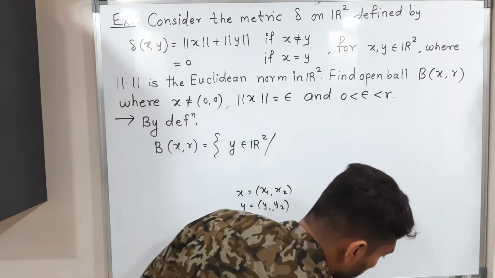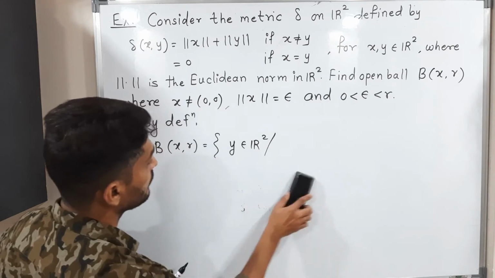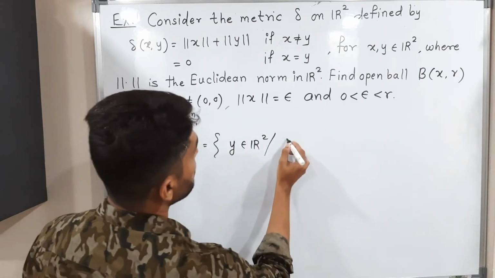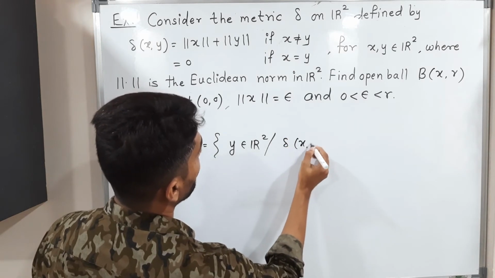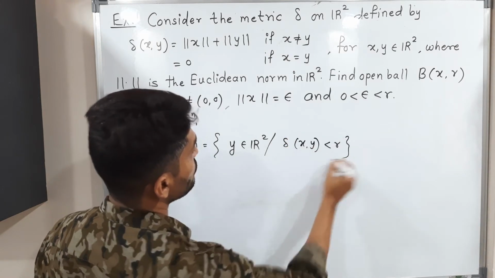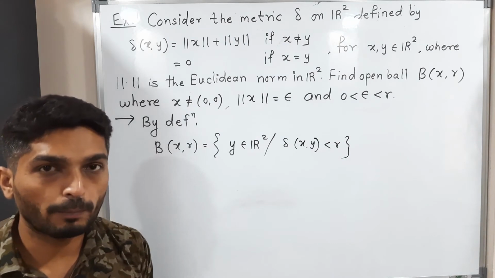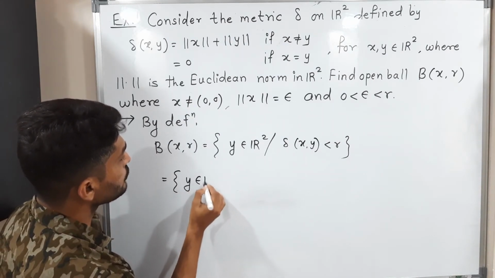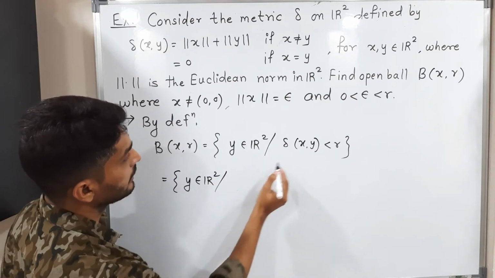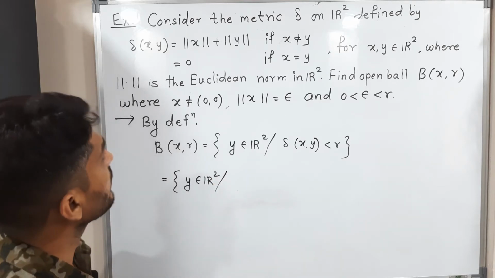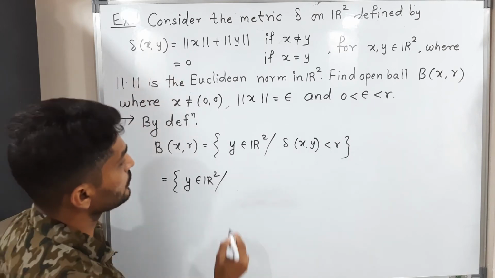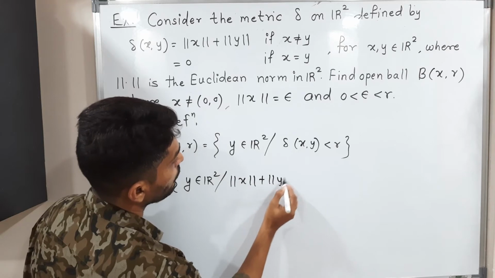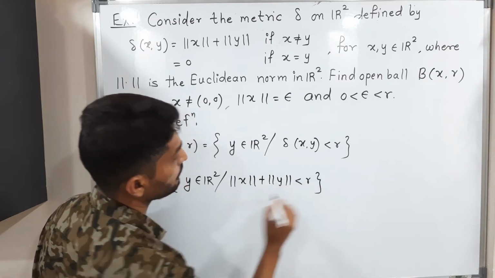Let us continue. Just a minute, I will remove it. It is not required now, that was only for understanding. So the definition says the distance d(x, y) less than r. So this is by definition of open ball. This is equal to y belongs to R2 such that, the definition of d is this one, norm x plus norm y less than r.